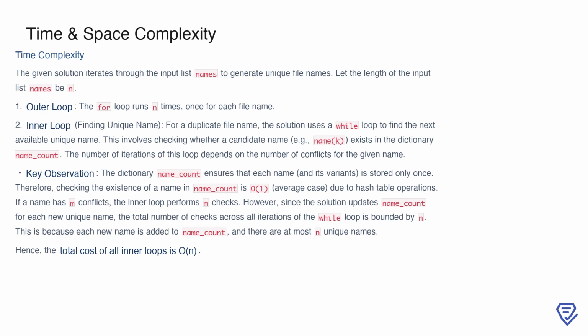The number of iterations of the inner loop varies depending on how many duplicates exist for a given name. However, a key observation here is that every unique name and variant is added to the dictionary, and there can be at most n unique names. This means that while individual iterations of the inner loop depend on conflicts, the total number of checks across all names is bounded by n. As a result, the total cost of all inner loops combined is O(n).